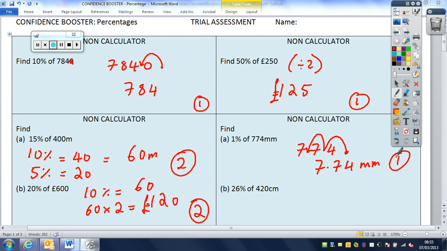I expect all here, unless you weren't here. So, decimal point shifts twice. Haven't got that, write it down. Okay. Next one. This is a toughie.